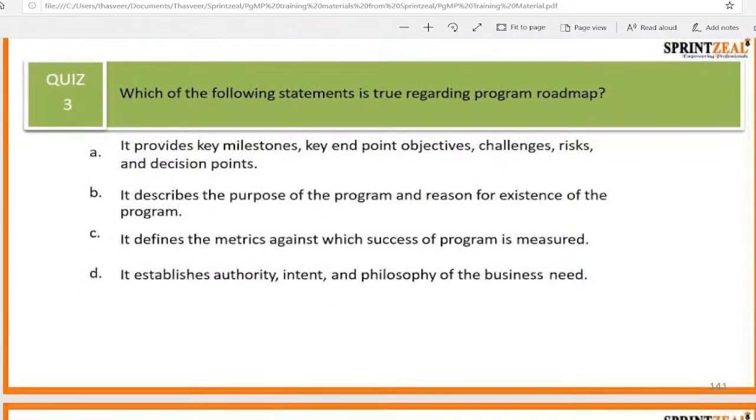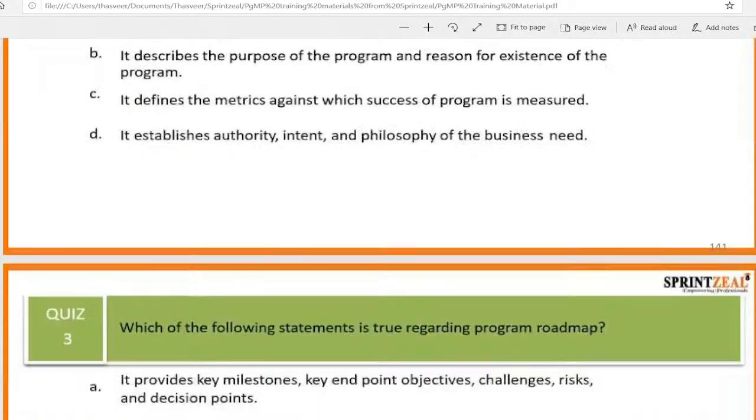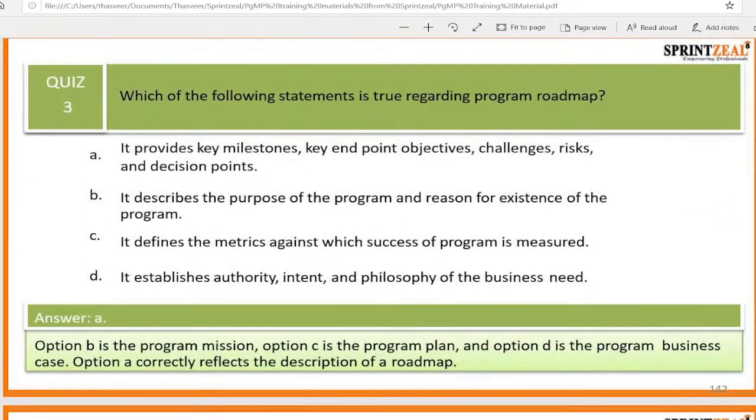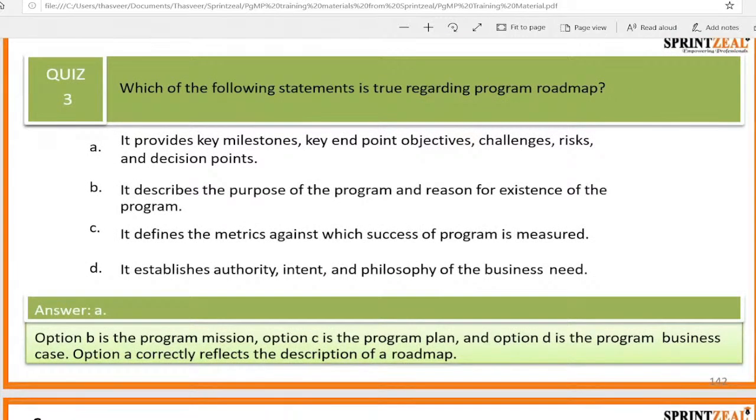Try the third one. Which of the following statements is true regarding the program roadmap? A, it provides key milestones, endpoints, challenges, and decision points. B, it describes the purpose of the program and the reason for it. No, it's not B, that defines metrics again. C, no, it doesn't establish authority. So it's A. Exactly, you did the right elimination. By eliminating B, C, and D, you automatically came to A, right?